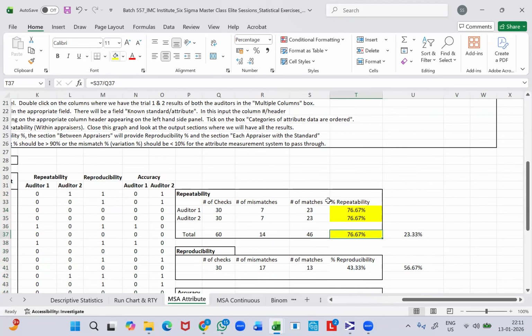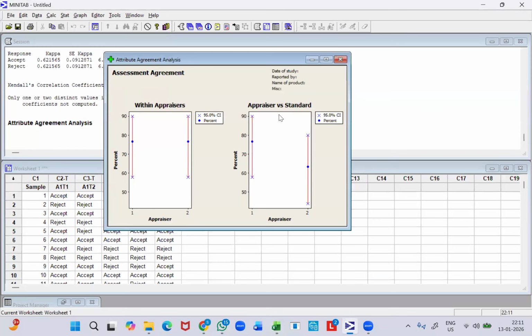Fine. And then the second graph. So what is the second graph here? It says appraiser versus standard. So appraiser versus standard is nothing but comparison of the auditor results with the SME result. So SME result will be considered as the standard result or the true value or the reference value. So this is nothing but the accuracy value.